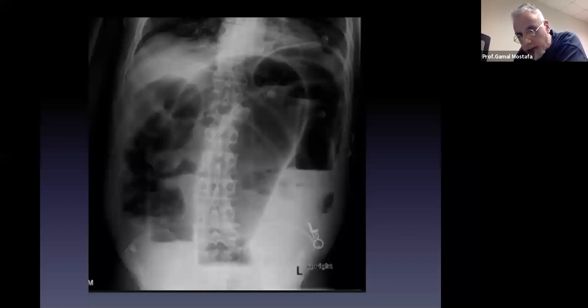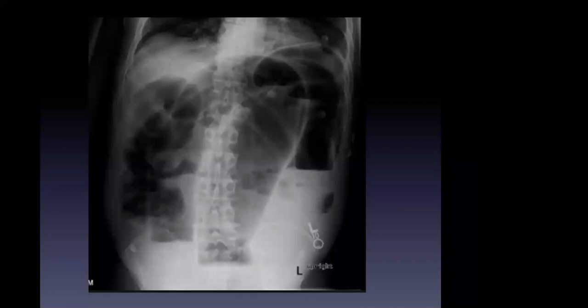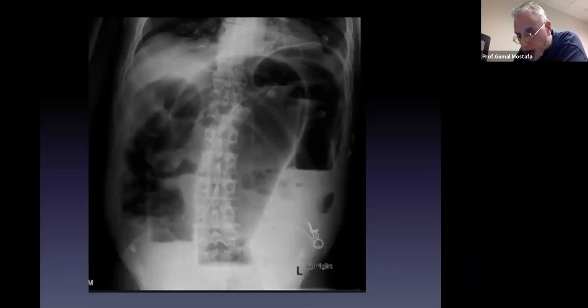The second question is, if it is obstructed, is it complete or partial? The third question, if it is obstructed, where? Is it sigmoid, splenic flexure? And the next question is, if this is cancer, is it advanced cancer? Can I see liver mets?